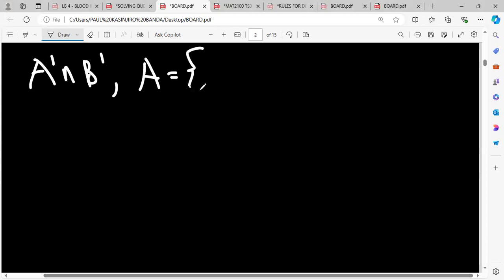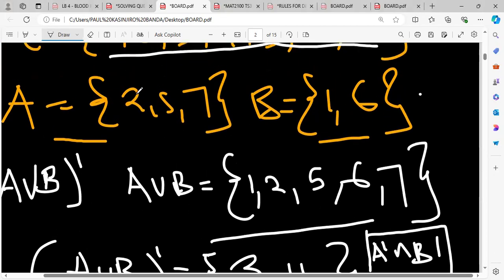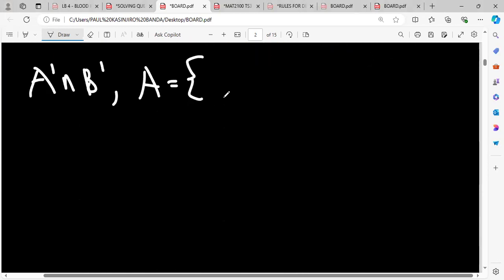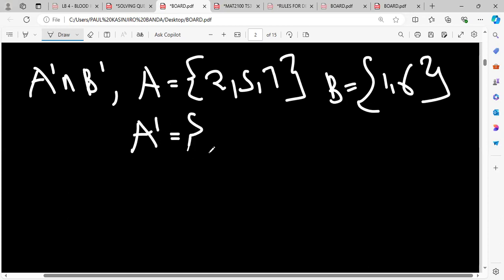So the A, what members did it have? We can check here. The A had 2, 5, and 7, and then the B had 1 and 6. So A complement are just all those members that are not in A, but they are in the universal set. And our universal set was from 1 to 7.